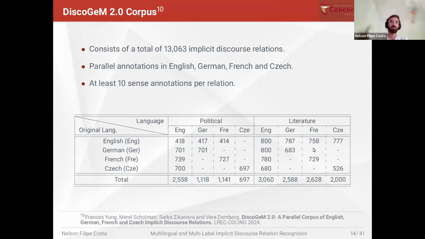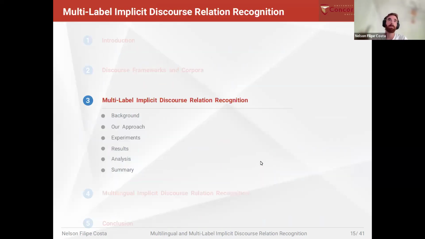And then last summer, 2024, the same authors extended their work to different languages. They picked their political text and their literature text, and they found parallel translations of the same discourse relations in different languages, in German, French, and Czech, and repeated the annotation procedure with annotators from these languages to have a discourse annotated corpus across all these 4 languages. So these are the 3 corpora that I will be using in my work.